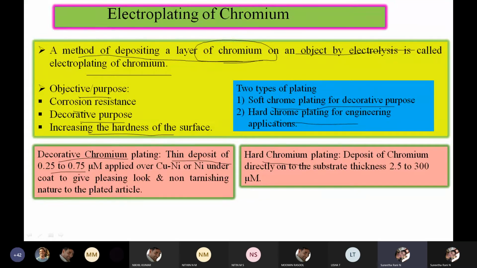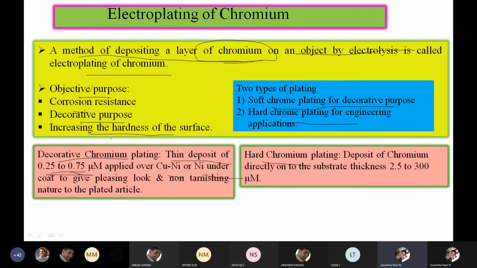Remember this. It is a thin deposit of 0.25 to 0.75. This is the thickness of the chromium which is applied over an object, copper, nickel. Any copper utensils or any copper ornaments or any nickel, based on that application you can coat. The thickness of chromium you have to maintain here is 0.25 to 0.75. So this coat gives a pleasing look and non-tarnishing nature in the plated article.